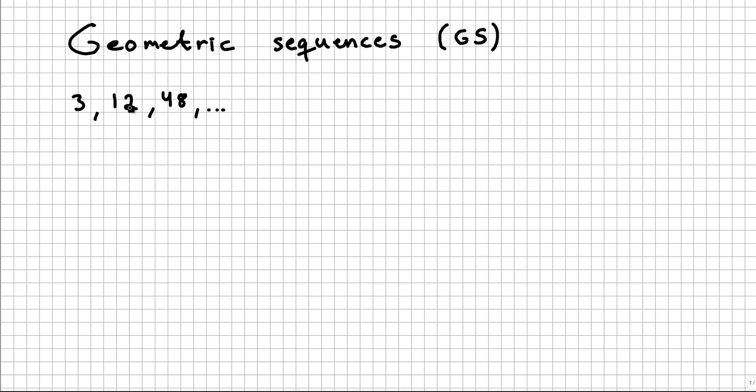So in order to get 12, if we have 3, well, we can multiply by 4. So we take this term, we multiply that by 4, we get 12. We get the next term. So how about we take this term, 12, and multiply it by 4? We get 48. So that's what we call the common ratio.